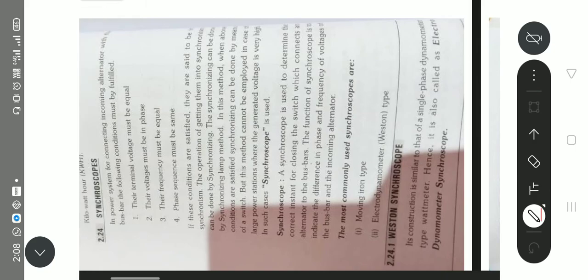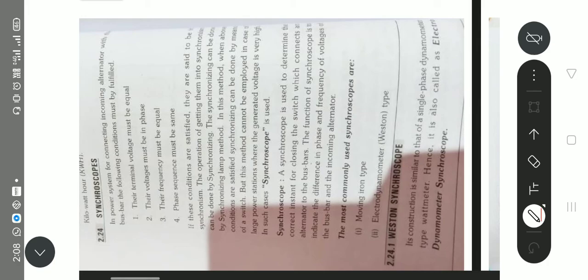The main function of this synchroscope is to indicate the difference between the phase voltage and frequency voltage. Whatever error is there, that error is controlled by the synchroscope method. Okay.